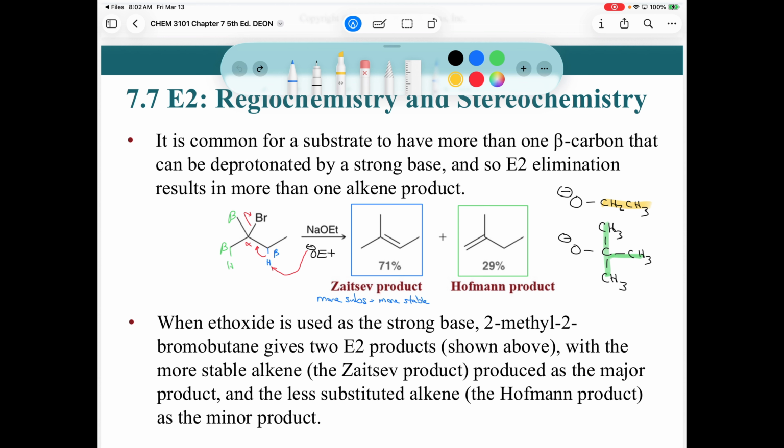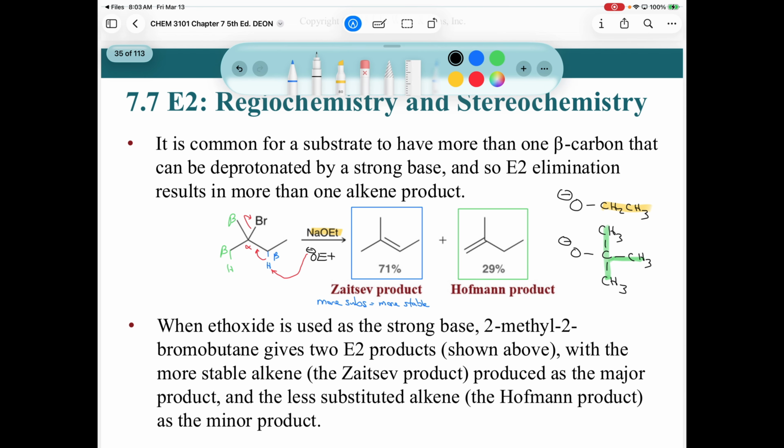Remember, we said the more substituents, the more R groups we have in our double bond, the more stable it is, right? Okay. Then we said, well, can we get one of these products preferentially over the other? And we see that when we use sodium ethoxide, which is an unhindered base, meaning it is not very big, it's going to pluck off whichever proton it can to give you the more stable product, and thus the Zaitsev product is going to predominate.